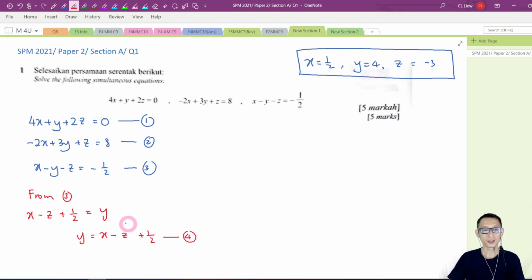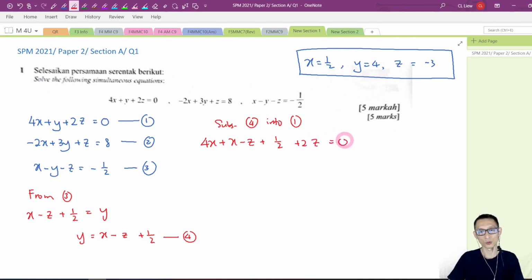So this is from 3. This came out from the third equation. So I cannot substitute this back into the third equation. So I have no choice. I can only bring this into the second equation and also the first equation. So substitute the fourth equation into the first one. So now I know that y is equal to this. So when I see y, I'm going to replace the y by this. So 4x plus y is this, plus 2z is equal to 0.